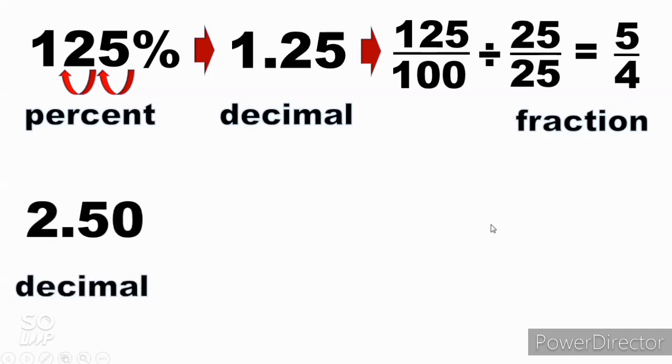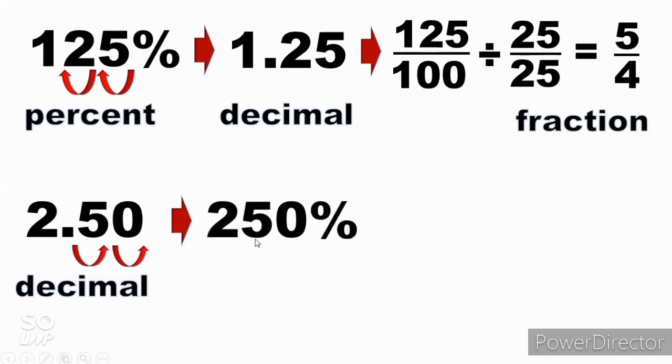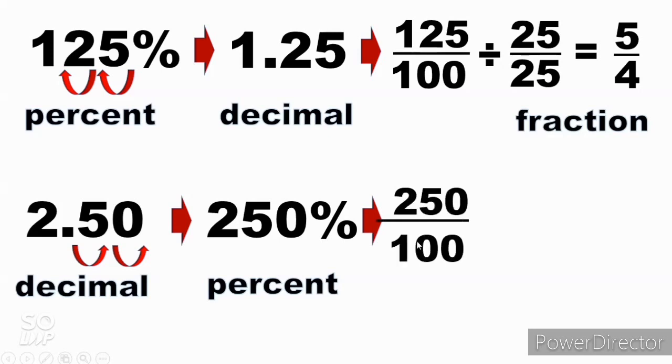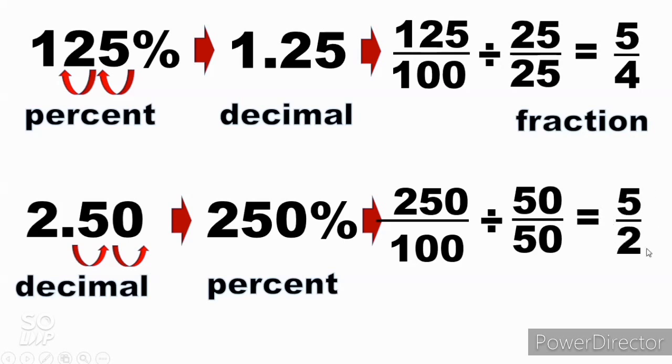Next, 2.50 is decimal. Let's convert into percent by moving the point 2 places going to the right. So, we have 250%. And then, 250% convert to fraction by dividing by 100. So, 250 divided by 100, or we're going to have the lowest term, divide both numerator and denominator by 50. Therefore, 250 divided by 50 is 5. 100 divided by 50 is 2. So, we have 5/2 for the fraction.